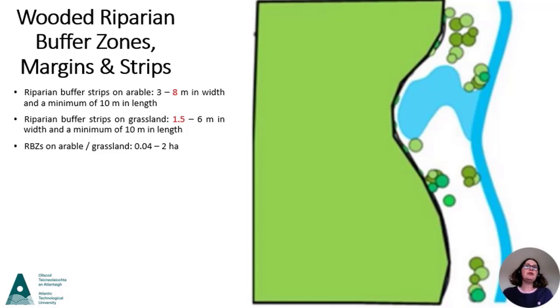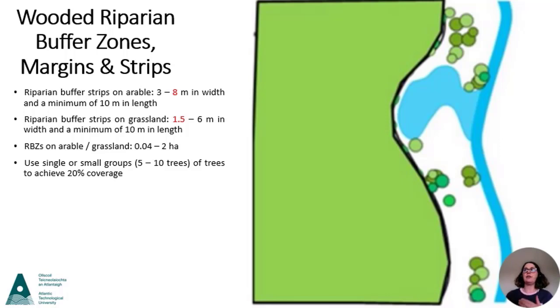In terms of riparian buffer zones, these are classified for arable and grassland in a similar manner and are looking at area as opposed to a width and a length. So here the minimum area is 0.04 hectares up to 2 hectares. In terms of planting trees themselves then, or putting trees within these buffer strips, margins or zones, you can use single trees or small groups of trees, which is likely more preferable where you have groups of 5 to 10 trees together, and this is what the image on the right shows.